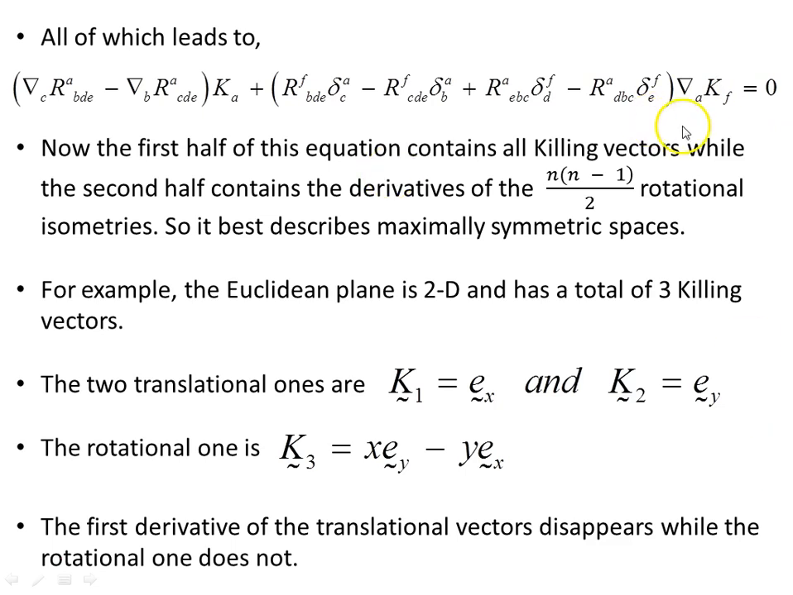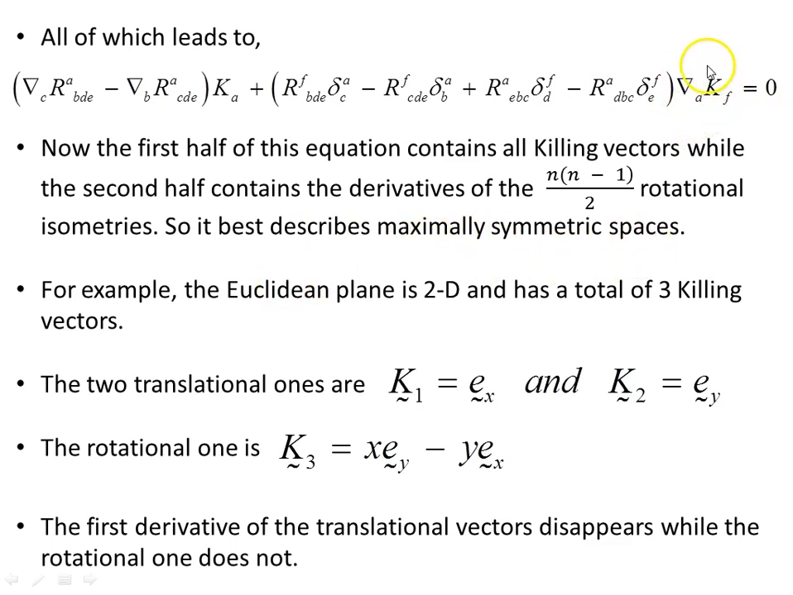So the first half of this equation contains all killing vectors, alright, this bit here, while the second half, this part here, contains the derivatives of the n times n minus 1 on 2 rotational isometries. So this one gives me this times all the killing vectors on their own, plus this one here. When I take the derivative of the killing vectors, it doesn't all disappear. Some of it will be non-zero. I'll give you an example in a minute. So what I'm saying is this thing best helps us arrive at some understanding of what maximally symmetric spaces are.